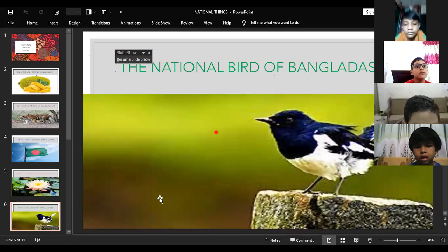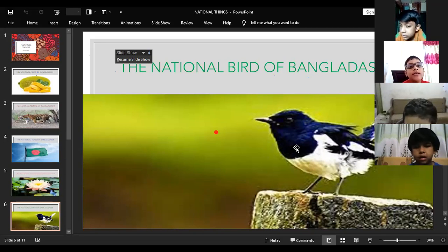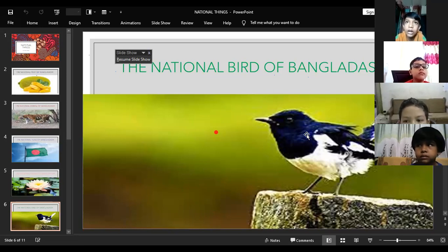Okay. White and yellow. Do you know the bird? Magpie. Very good. Okay, this is magpie. This is the national bird of Bangladesh. If anyone asks you, do you know what's the name of our national bird? We'll answer, the name of our national bird is magpie. Okay?